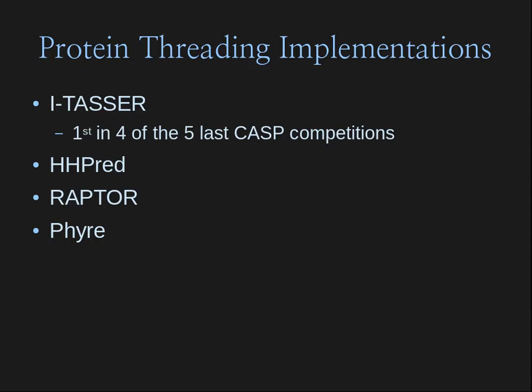HHpred, Raptor, and Fire are also implementations of threading. From my reading and looking around, though I'm not someone who does this all the time, protein threading seems to be the dominant approach to structure prediction of proteins at the moment. It's used a lot.